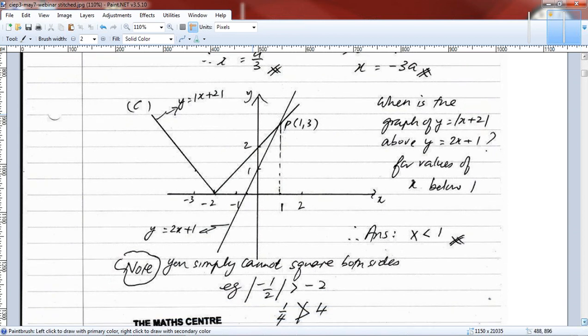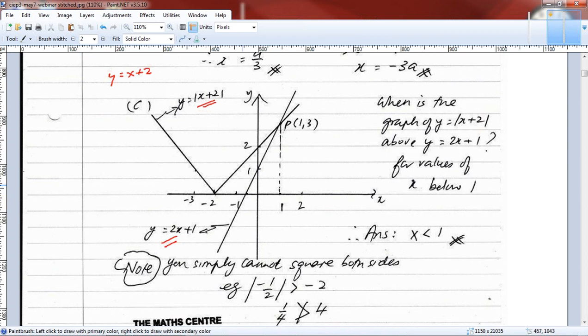So I have two graphs here, y equals mod x plus 2. I hope you don't have any problems drawing this graph. It's just drawing y equals x plus 2, and once you have sketched in this line, the negative portion of the graph, which is below the x-axis, you just reflect it in the x-axis and you will get y equals mod x plus 2. And then you can easily sketch in y equals 2x plus 1.